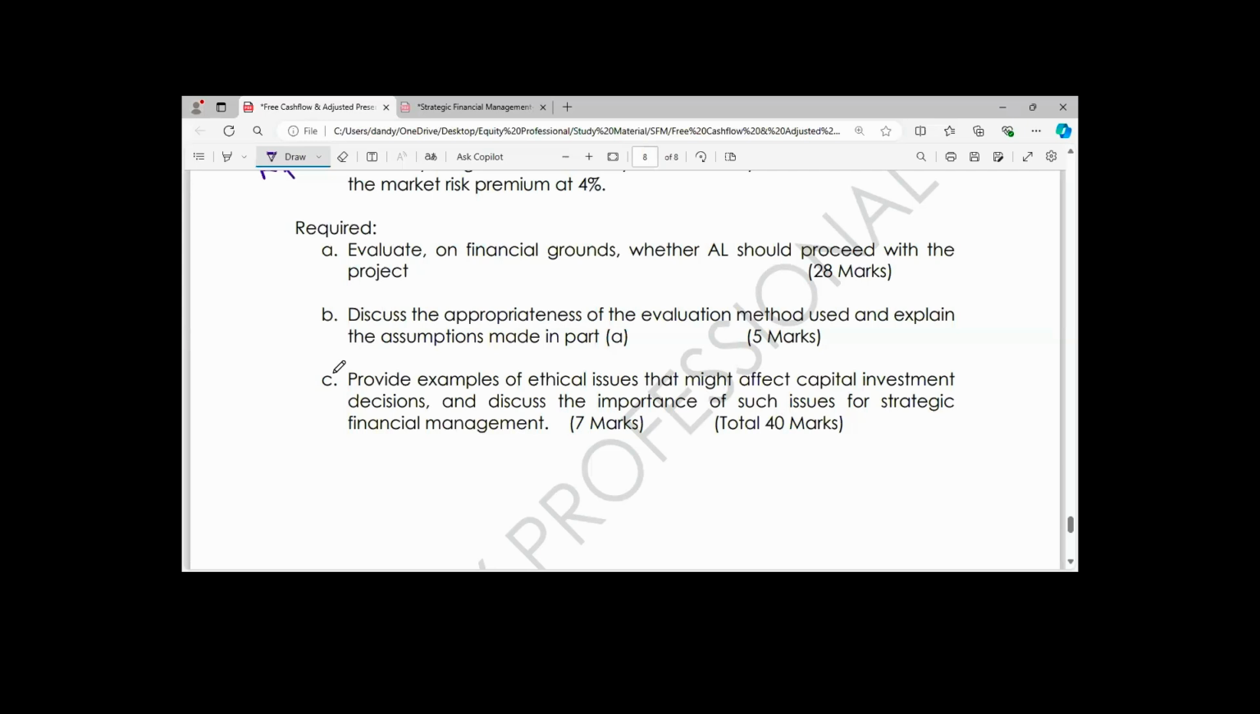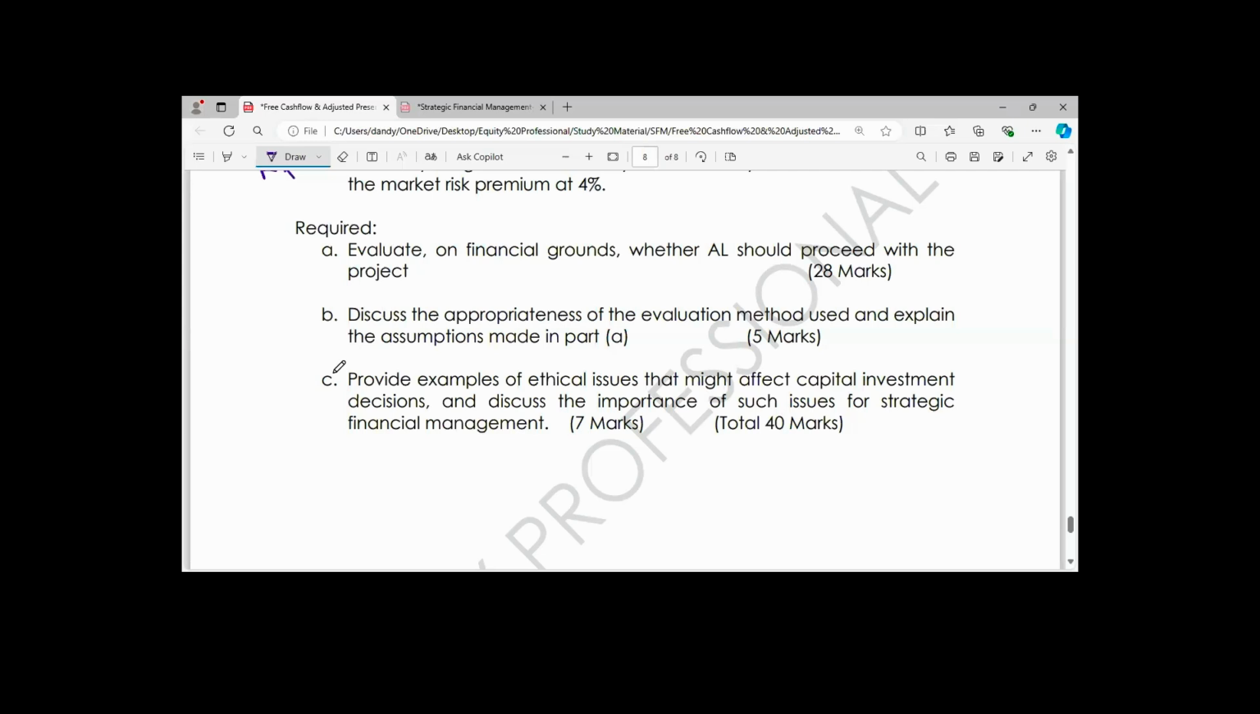Then, of course, we go to step 3, which is to calculate adjusted present value, which represents the summation of base case NPV as well as the PV of financing effect cash flow. Then you advise, because the examiner says evaluate on financial ground whether the company should proceed with the project. So you need to advise. Those are the 4 procedures that you are going to carry out whenever you want to compute adjusted present value.